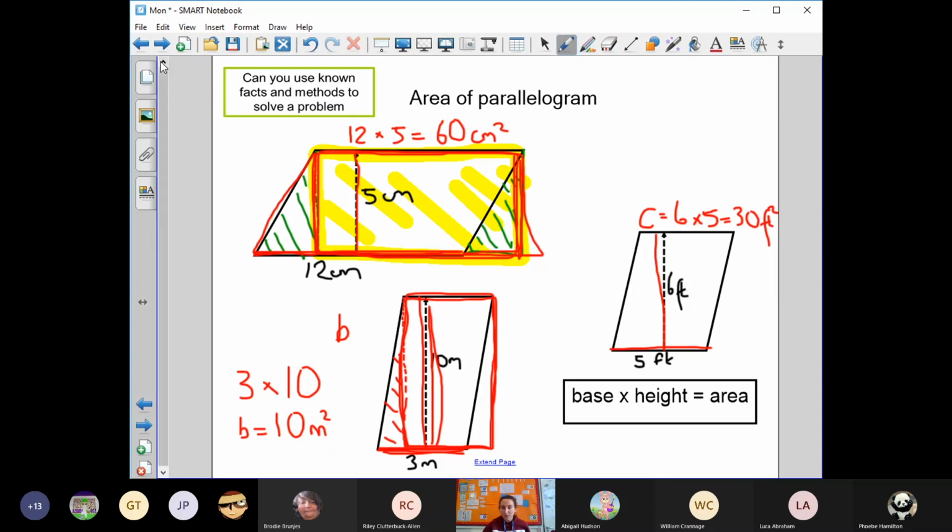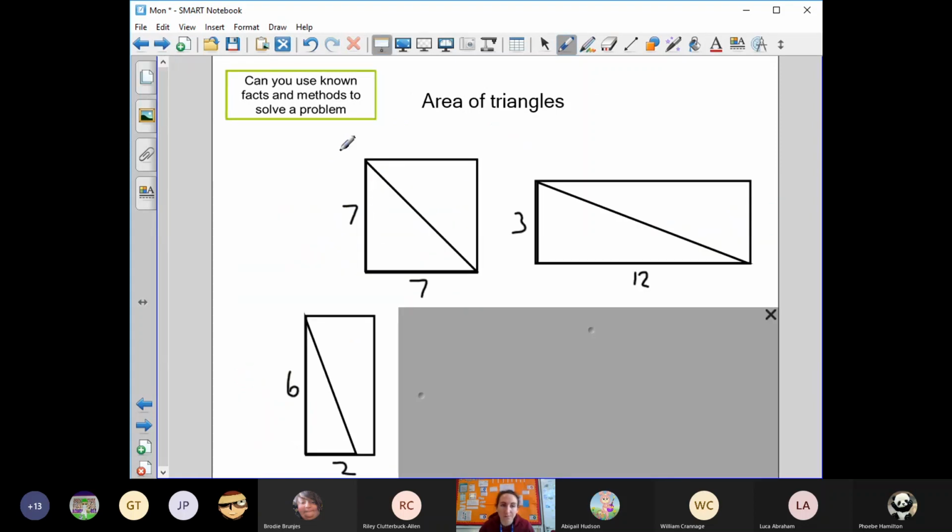Now I'm just going to really quickly show you, and you're not going to need to do this bit today, but I'm going to show you anyway, how we find the area of triangles. What you'll find here is I've got a right angle triangle. But just to show you how we find the area of triangles, I'm going to put this right angle triangle inside a square. Now you'll see that that square fits perfectly over.